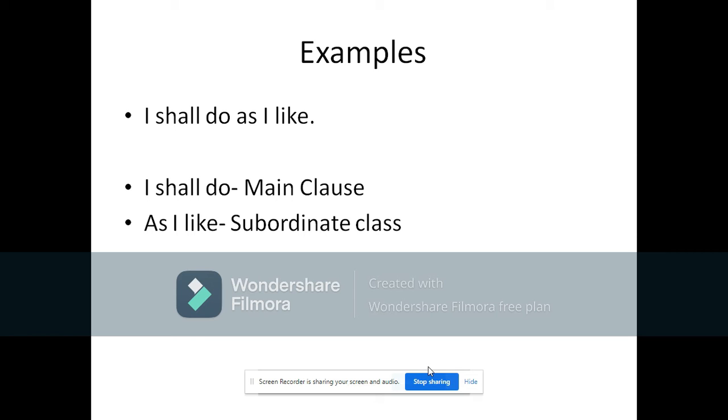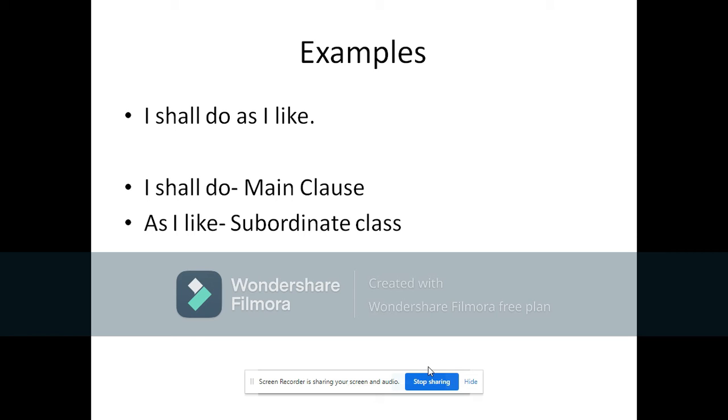It can stand by itself. Whereas as I like cannot exist on its own. It always depends on the main clause. I shall do, main clause. As I like, subordinate clause. Yes, as I like, it does not have a capital letter.